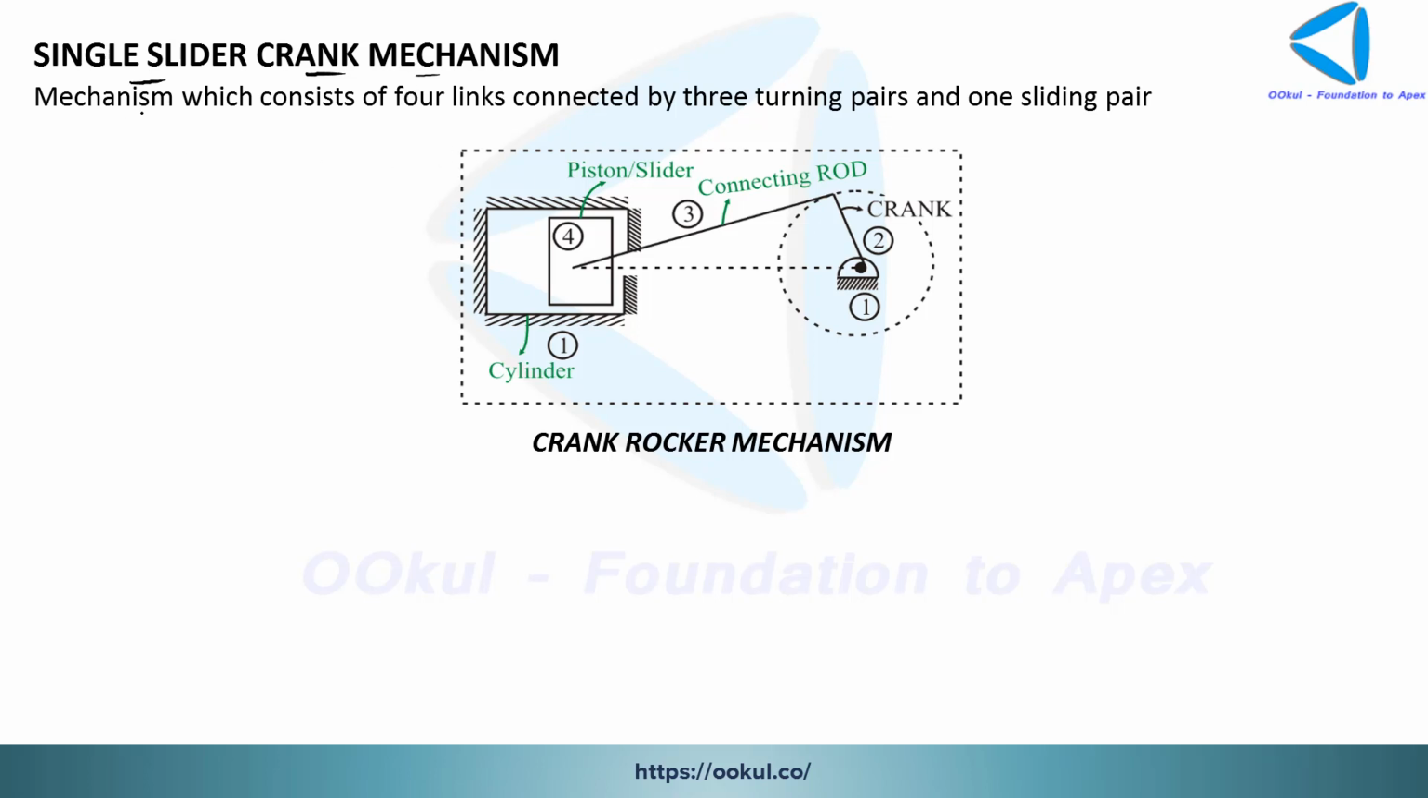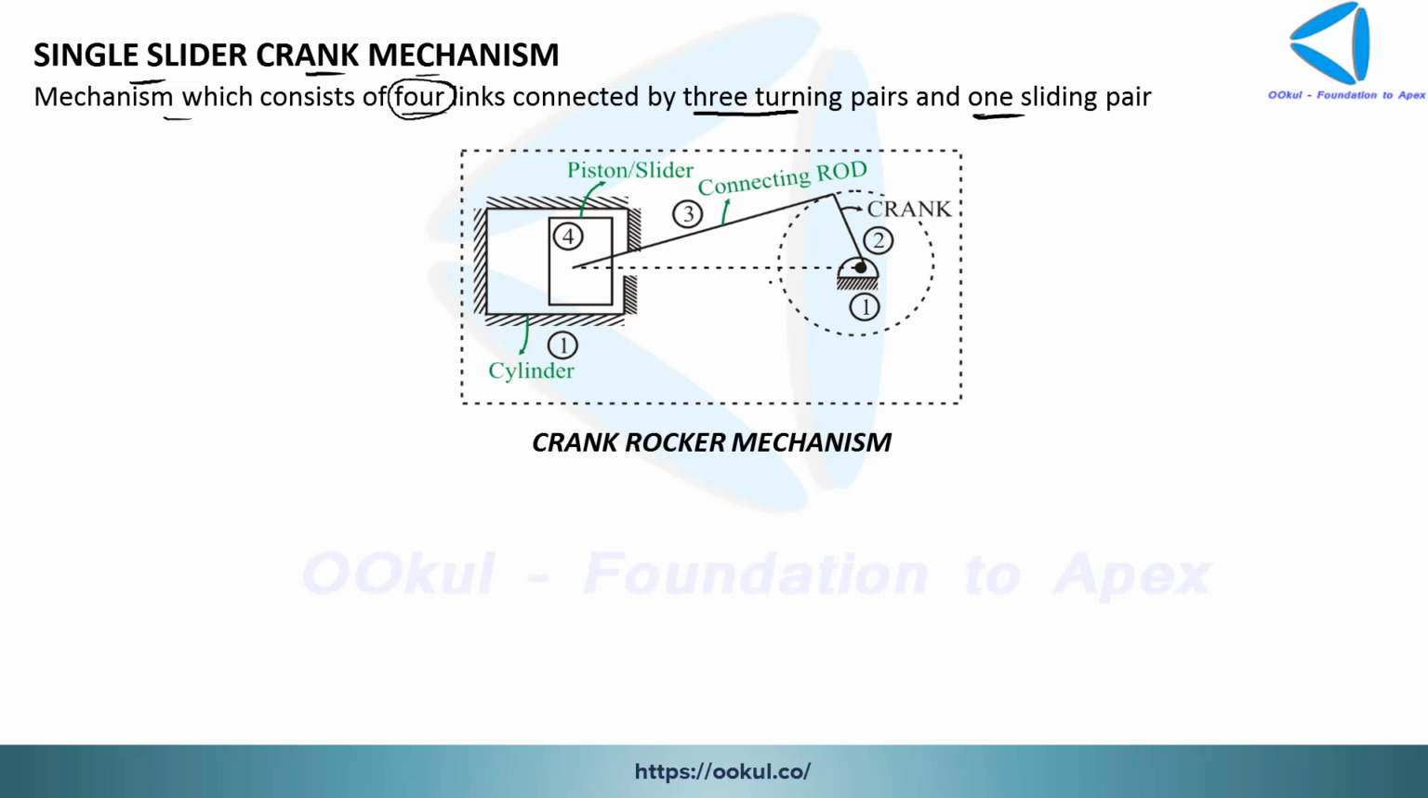What is a single slider crank mechanism? It is a mechanism which consists of 4 links. So it's again a 4-bar mechanism, but it is connected by 3 turning pairs and 1 sliding pair. In the simple 4-bar mechanism, there were 4 turning pairs only, but here there are 3 turning pairs and 1 sliding pair.